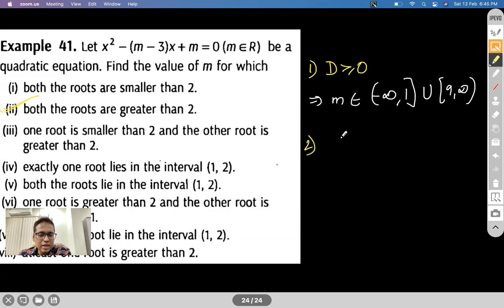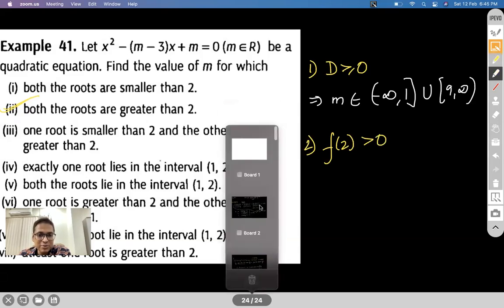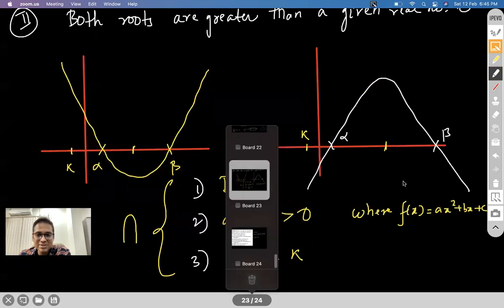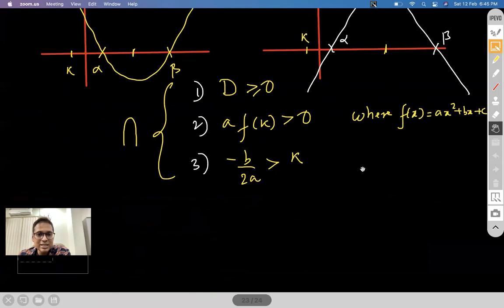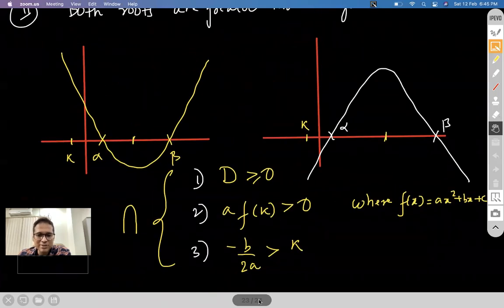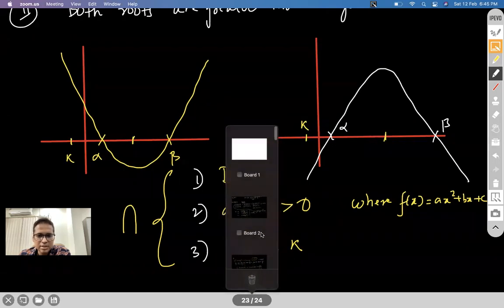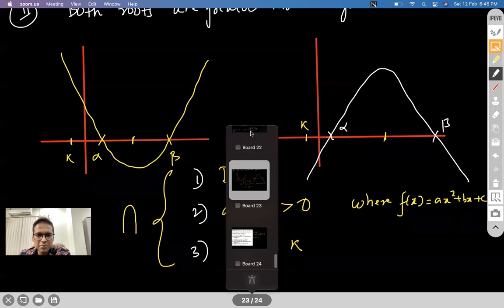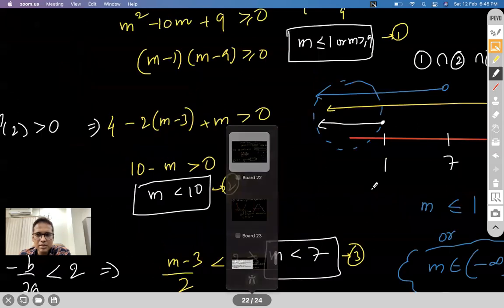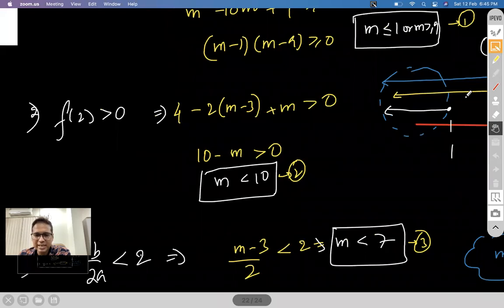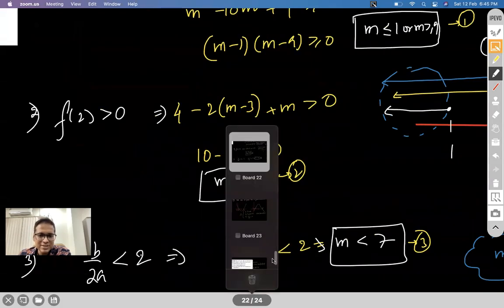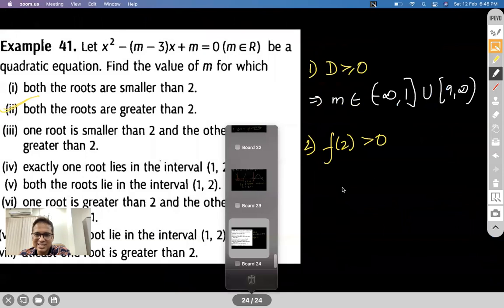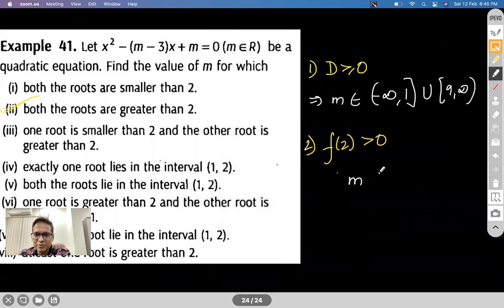The second condition is f of 2 should be greater than zero because a is 1 anyways. So this also we had solved in the previous slide, correct? What was it? This gave us m less than 10, correct? So I'll be using that only. So save your time because we have already done half the conditions here. So m should be less than 10.